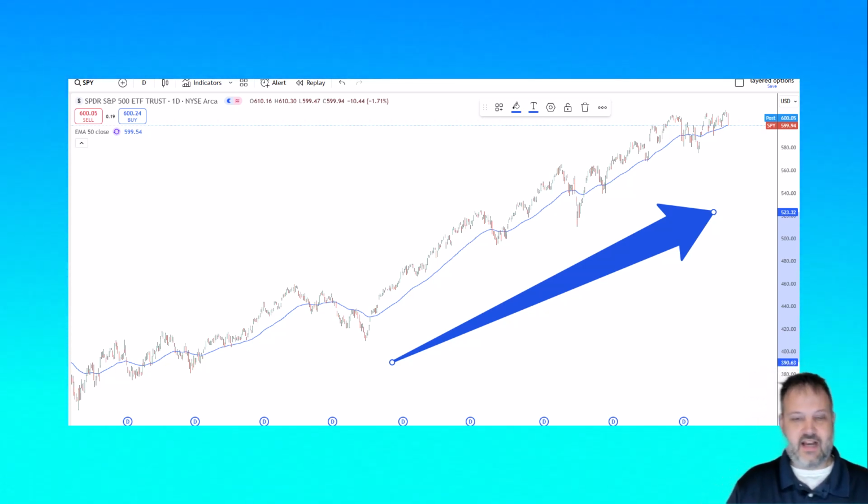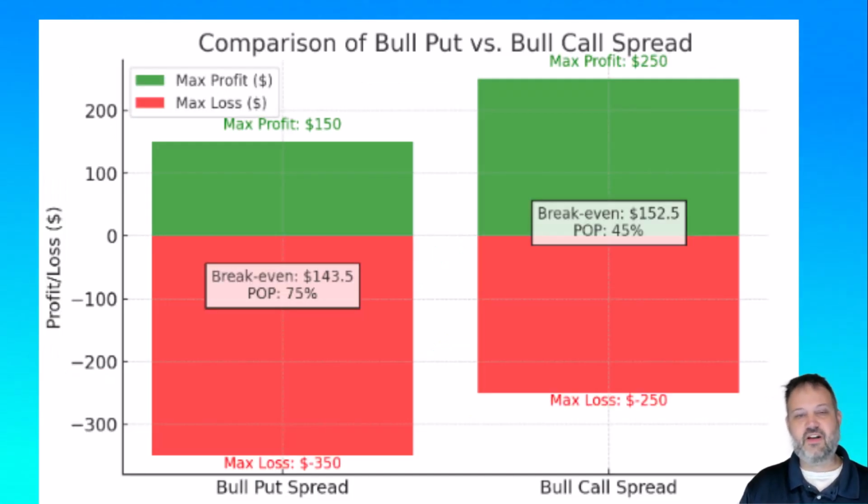If we take a look at this last chart, it gives you the comparison of the two. It shows the bull call spread versus the bull put, and you can see here on the bull call spread, the potential of profit is 45%. The put spread, the potential of profit is 75%, and growth on the call spread is more. Over time, though, we found if you're using a bullish, very strong chart, really good stock selection, the bull call spread will make money faster.